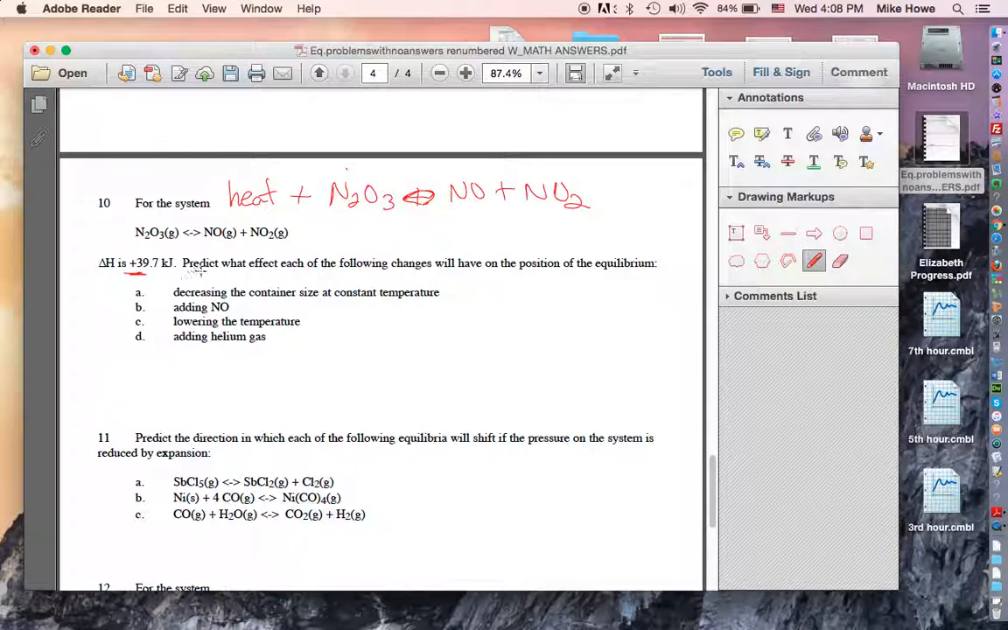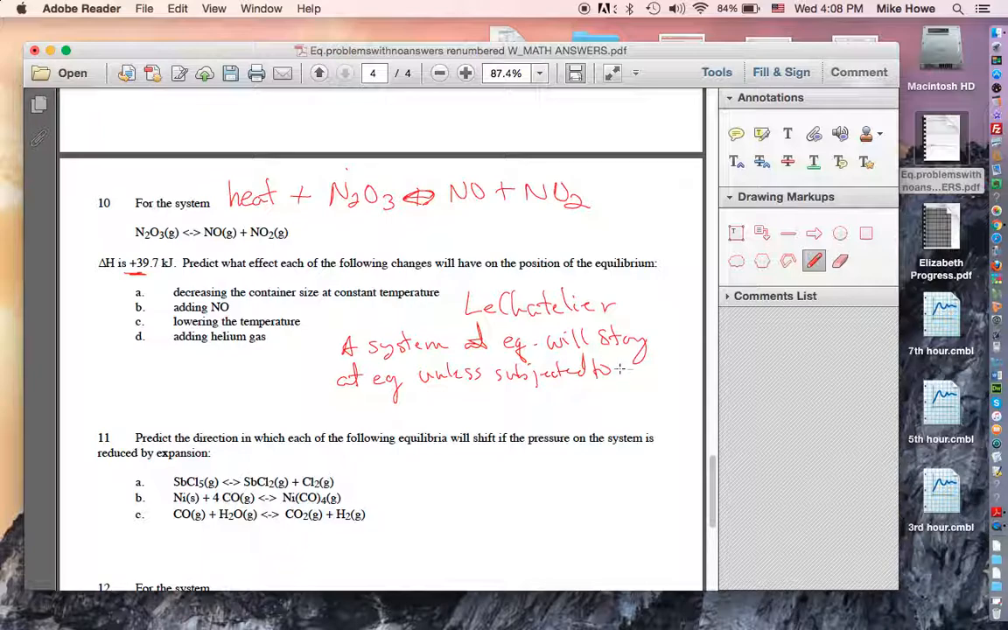All right, so Le Chatelier's principle: a system at equilibrium will stay at equilibrium unless subjected to a stress. So it'll stay at equilibrium forever until some kind of stress goes on it.